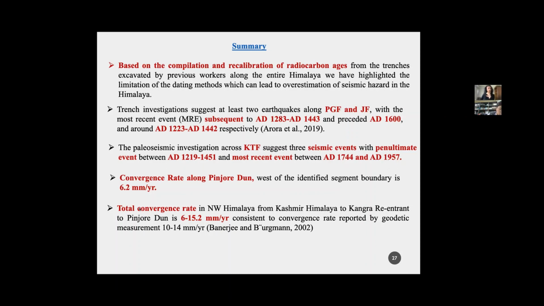The convergence rate along Pinjore Dun is around 6.2 millimeter per year. And the total convergence rate in Northwest Himalaya from Kashmir Himalaya to Kangra reentrant to Pinjore Dun is around 6 to 15 millimeter per year, which is consistent with the geodetic convergence rate of around 10 to 14 millimeter per year that has been calculated in this northwest part of the Himalaya.